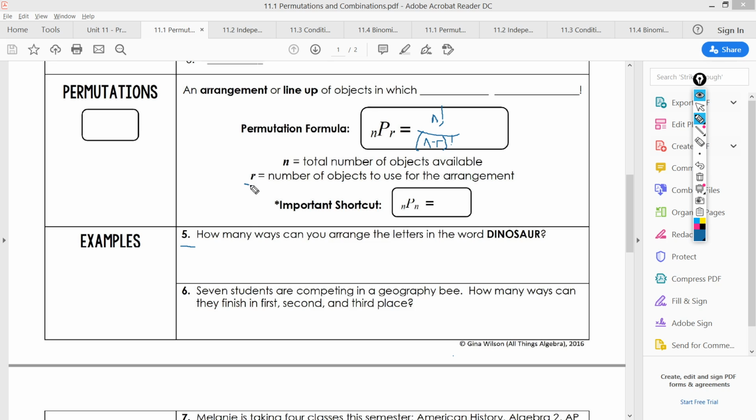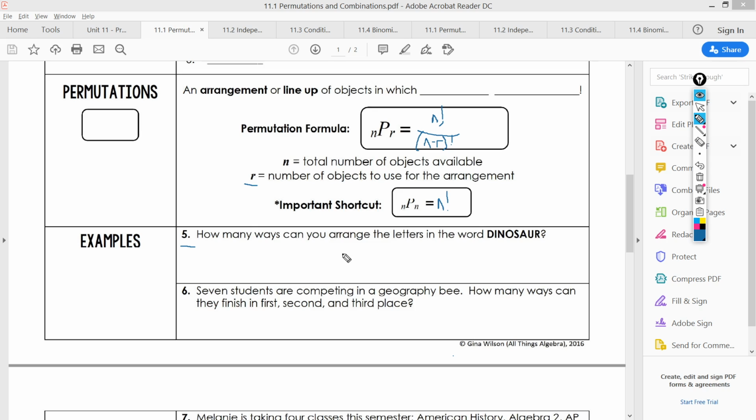So if we're using all of our objects for the arrangement, then it's N factorial over N minus R, but N and R are the same. So it just becomes N factorial, right? Because if N and R are the same thing, anything minus itself is 0, and we just went over the special rule, 0 factorial is equal to 1. So nPn, where R is equal to N, is just N factorial. That's how many ways we can organize things.